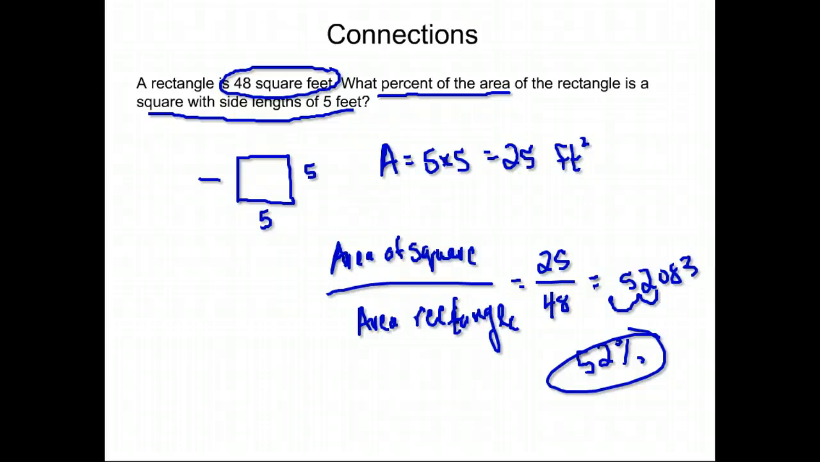Okay, so first, calculate the area of the square. Then you take the area of the square divided by the area of the rectangle, which will give you a decimal. Change that decimal to a percent, and you've got it.